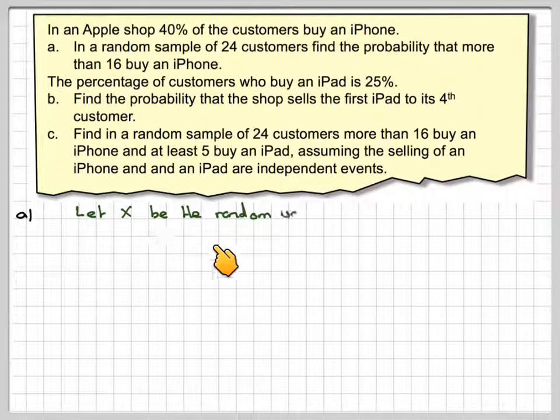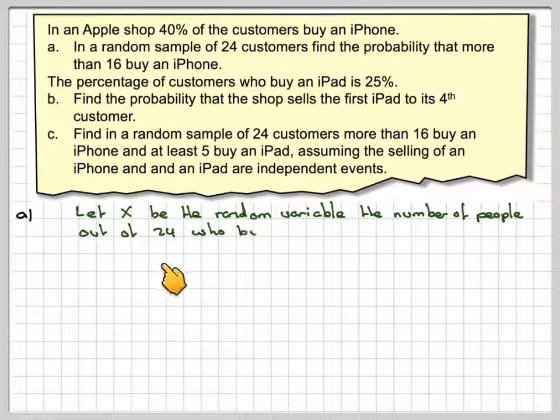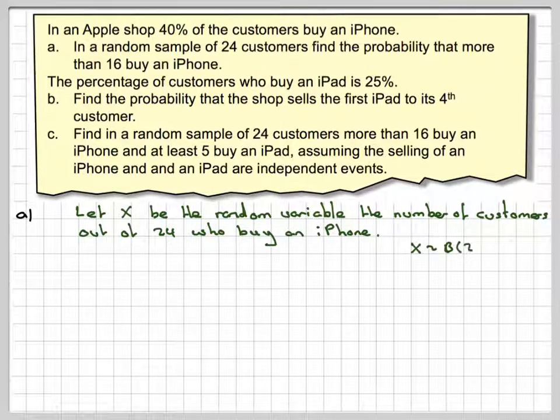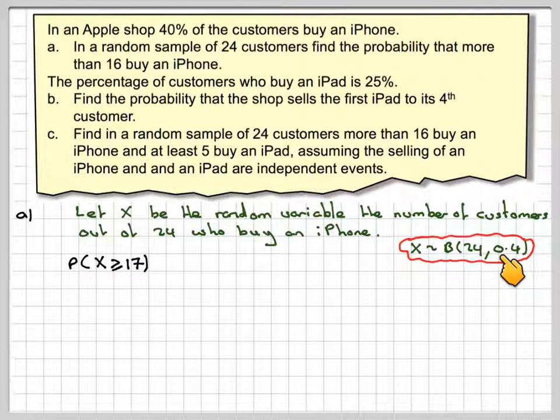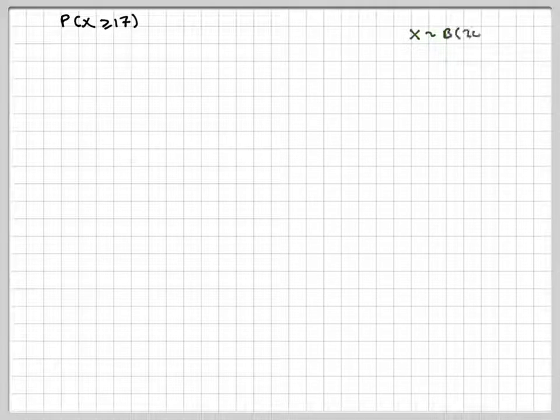Let X be the random variable, the number of customers out of 24 who buy an iPhone. X is binomially distributed, n is 24, and the probability of success of buying an iPhone is 0.4. We want more than 16, so we want the probability that X is greater or equal to 17. To do that, we need to use the PDF.